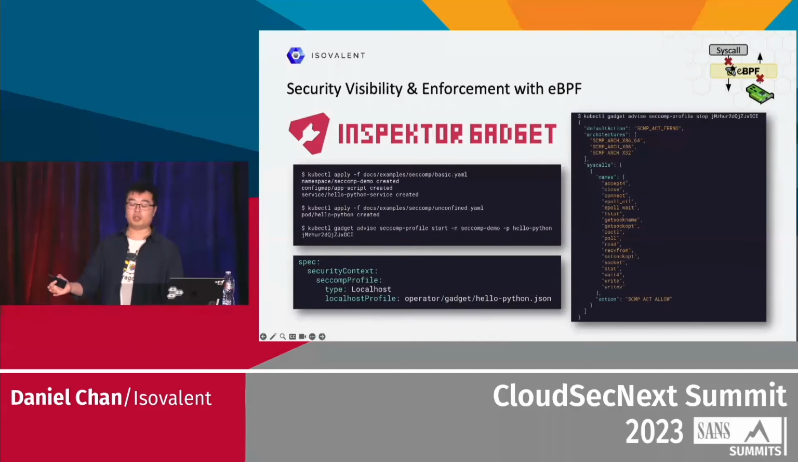That's where a tool like Inspector Gadget can help us. It uses eBPF to generate a seccomp profile for you after you dry run your application. And then you can apply it to your Kubernetes. You can adopt it within your Kubernetes manifests, and it'll essentially generate the seccomp profile on the right over there.